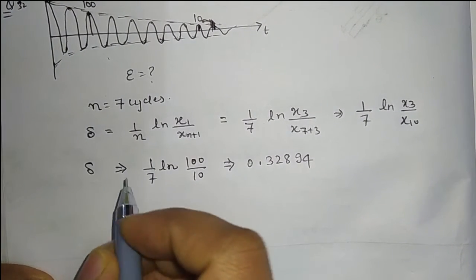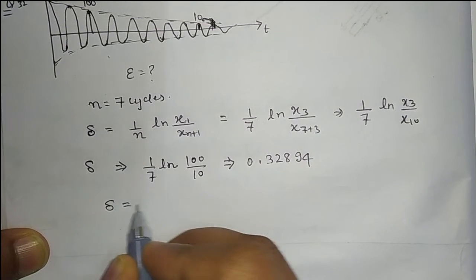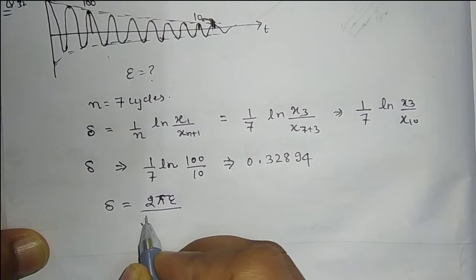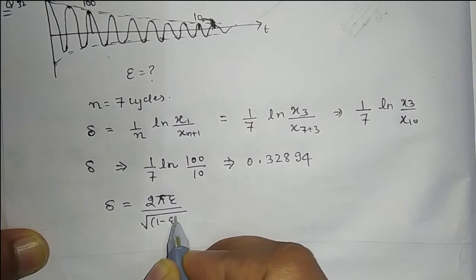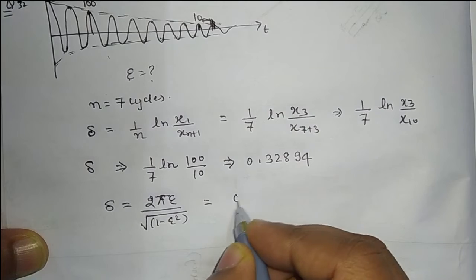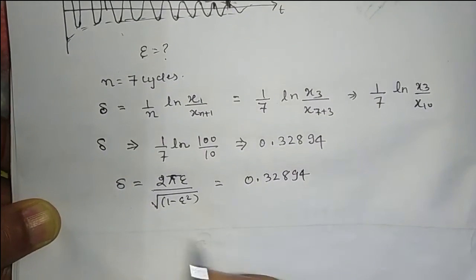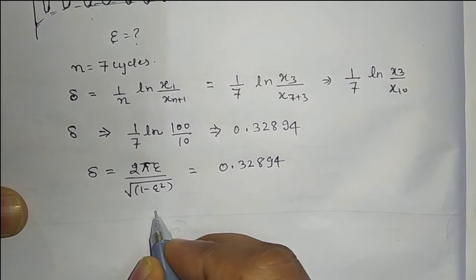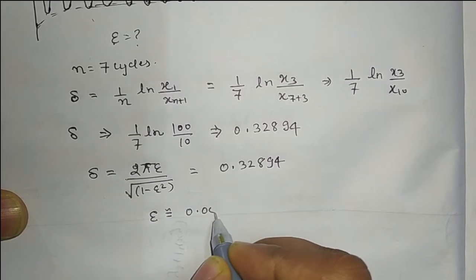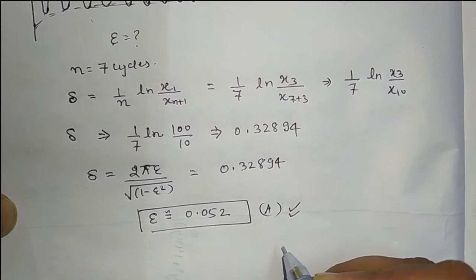This is the value of logarithmic decrement, and there is another formula for logarithmic decrement, which is 2 pi e upon square root of 1 minus e square, where e is the damping ratio. By using this formula we can solve. We will get the value of e equal to 0.052. So option A will be the correct answer.